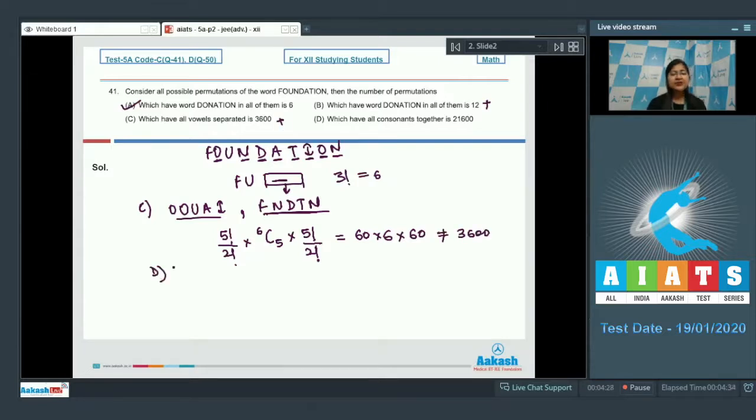Now option D says which have all consonants together. All these 5 should be together, so let's keep them aside. These 5 can be arranged among themselves in 5 factorial divided by 2 factorial ways. Now we have these 5 as one block and 1 other group, so these can all be arranged in 6 factorial divided by 2 factorial ways. The value of this is the same as we found in part C, that is 60 into 6 into 60, which is 21600. So options A and D are the correct answers.